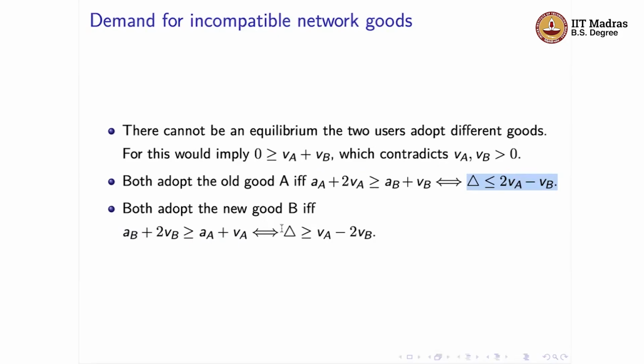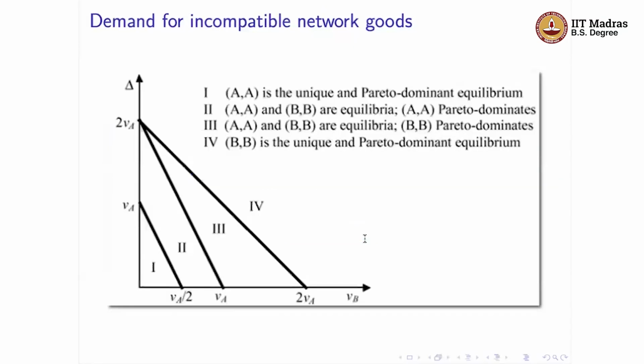And in the other case, where delta is greater than or equal to VA minus 2VB, we can again plot this. This is also an inequality coming from a line. So if you go ahead and plot it, you will get this line, right? And if we are above this, so in regions 2, 3, and 4, we can have BB as an equilibrium, right? So what you get from this is a bit interesting.